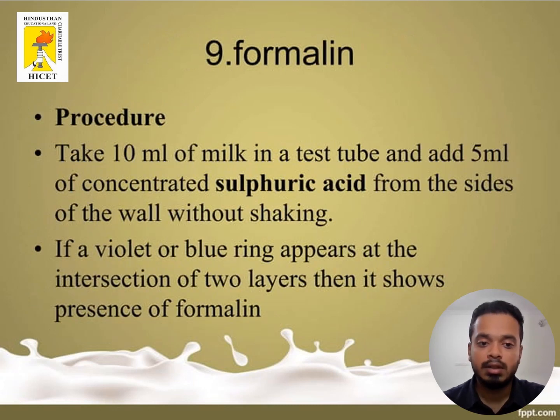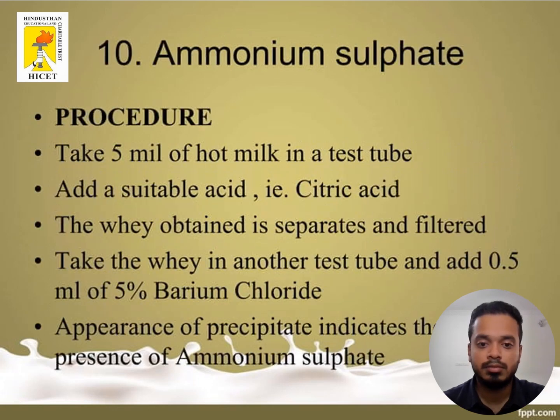Then formalin. Formalin is a very deadly chemical that is used in milk as adulteration. So the procedure is take 10 ml of milk in a test tube and add 5 ml of concentrated sulfuric acid from the sides of the walls without shaking. If a violet or blue ring appears at the intersection of the two layers, then it shows presence of formalin. So we should observe the formation of a ring-like structure in the test tube.